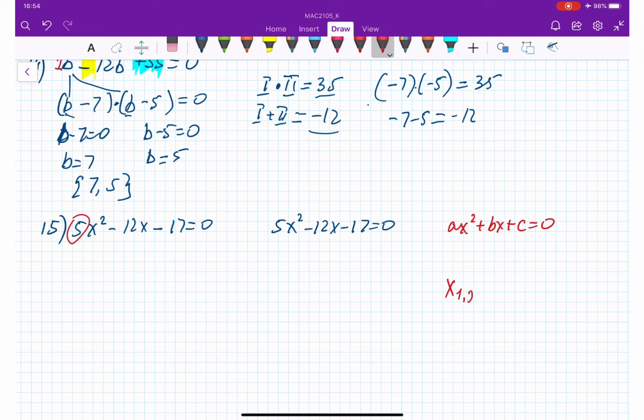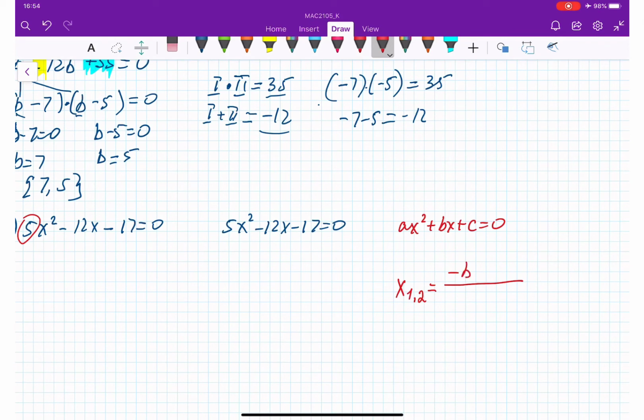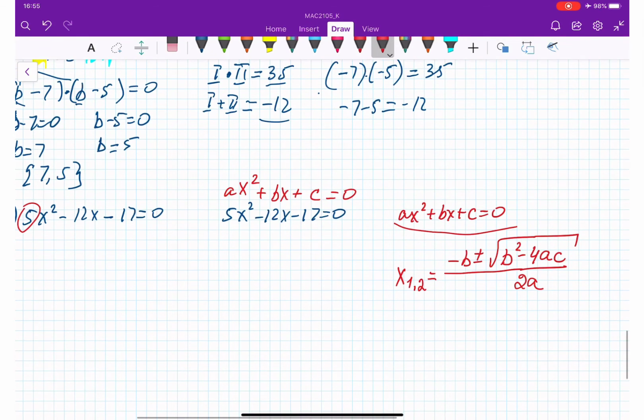now you should remember this from the 1033, but I'm going to write down negative b plus minus square root of b squared minus 4ac, 4 times a times c, over 2a. Let's see, if I compare the given equation, 5x squared, what do we have? ax squared plus bx plus c equals 0, where a is equal to 5, b is equal to negative 12, and c is equal to negative 17. Okay? All right.